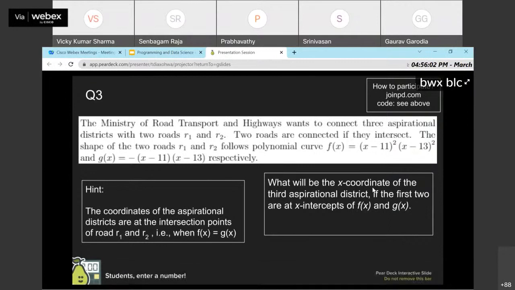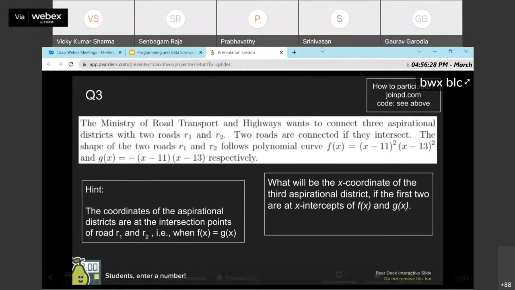So what will be the x coordinate of the third aspirational district if the first two are at x intercepts of f of x and g of x? It clearly says two roads, so it gives you a hint in this particular question. Two roads are already at x intercepts, right? You just have to find out the x coordinate of the third aspirational district.